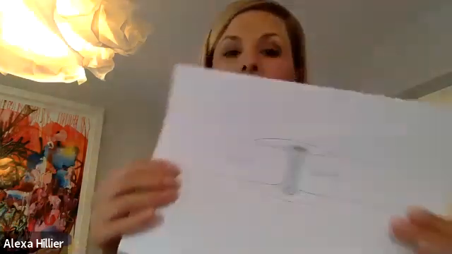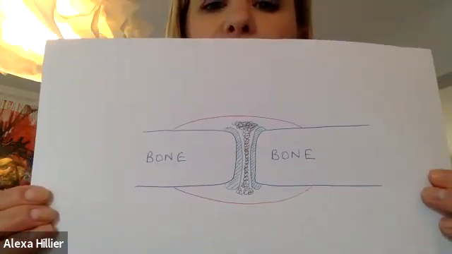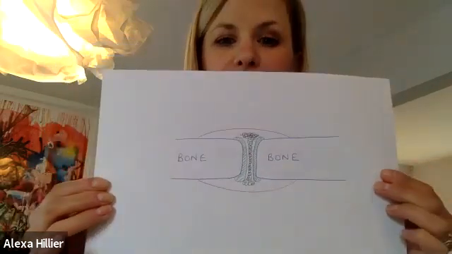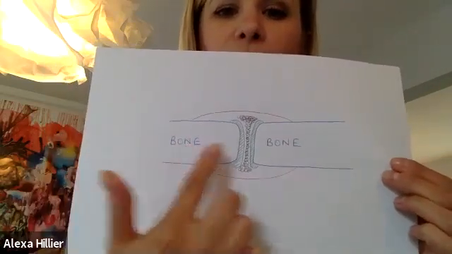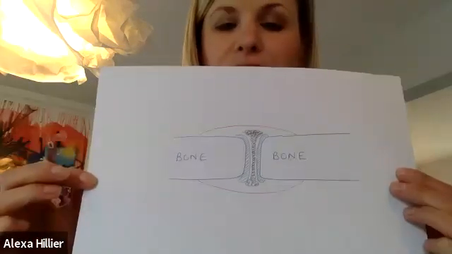So let's have a look at a diagram then that I've drawn, which you can copy or just screenshot even if you want to, of a joint diagram. So it's a very basic diagram. I'm going to talk through what you're seeing. So two bones together are meeting at a synovial joint.